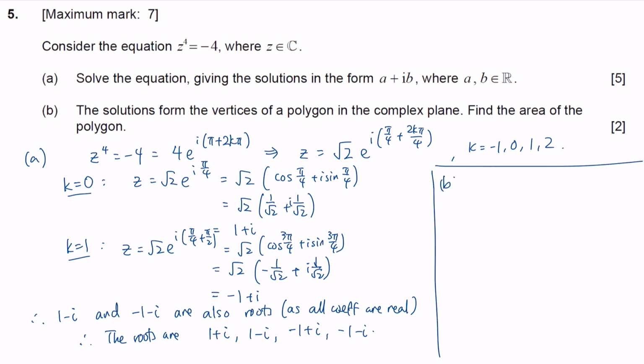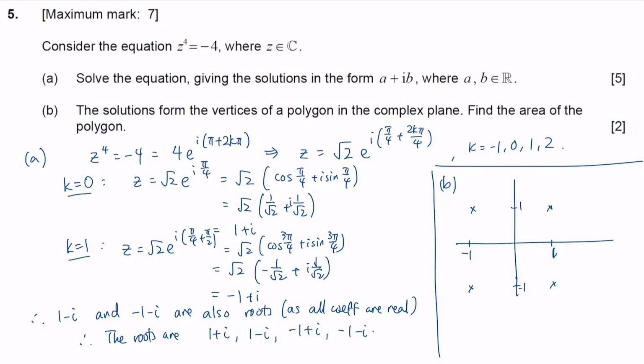Part B, the solutions form the vertices of a polygon. Find the area. So let's draw the Argand diagram and plot these 4 points. If you look carefully, it turns out that these 4 points are on these 4 positions over here, all 1 unit away from the origin.